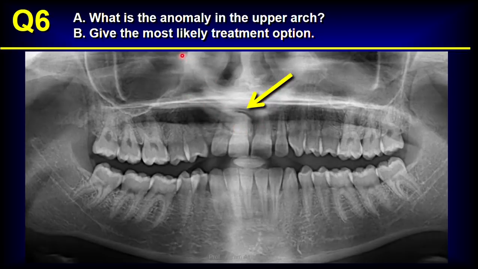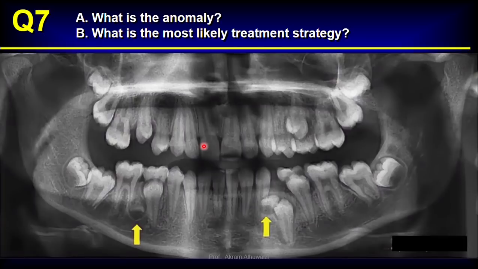What's the most likely treatment option? Well, the treatment option is to surgically expose the canine and track it downward. What is the anomaly? Looking here, it's supernumerary teeth in the premolar region. And what's the most likely treatment strategy? It would be surgical extraction of these teeth.